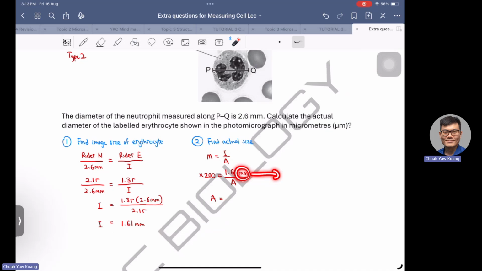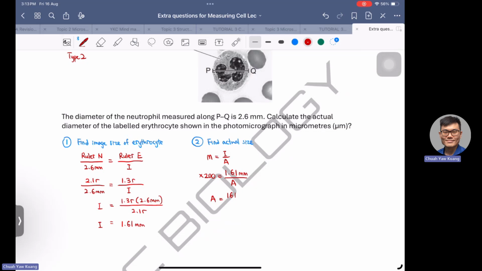To convert from millimeter to micrometer, you have to times 1000. So it should be 1610 micrometer after we convert from mm to micron. So we divide 1610 micrometer by 200. Now we do the calculation. Actual size would be 1610 micron divided by 200. So we should get 8.05 micrometer. So that is the final answer.